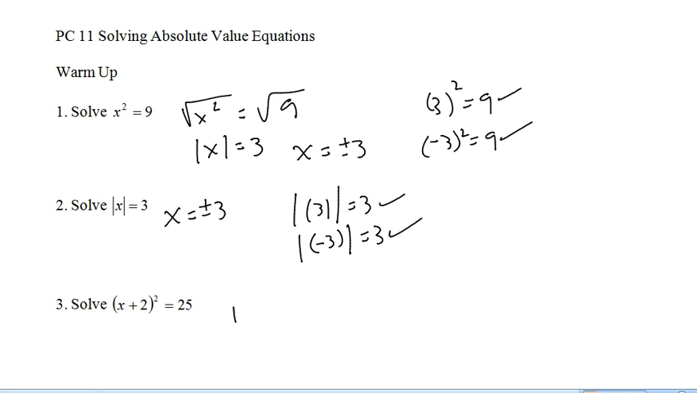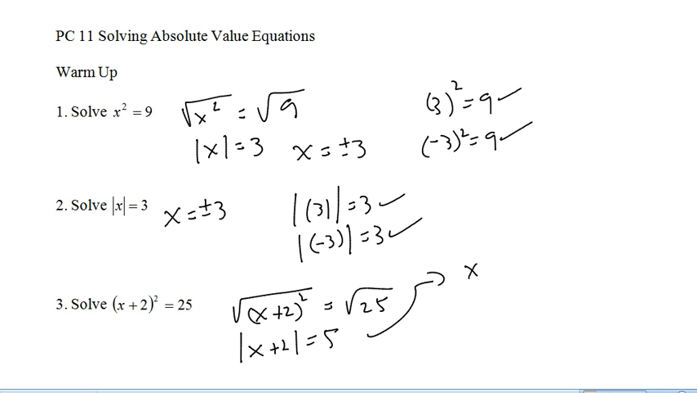Same thing, square root both sides. And again, that's going to give us the absolute value of x plus 2 is going to equal 5, which means that either x plus 2 is going to equal 5, or x plus 2 is going to equal negative 5. Subtract 2 from both sides. x is going to equal 3, or subtract 2 from both sides. x is going to equal negative 7.